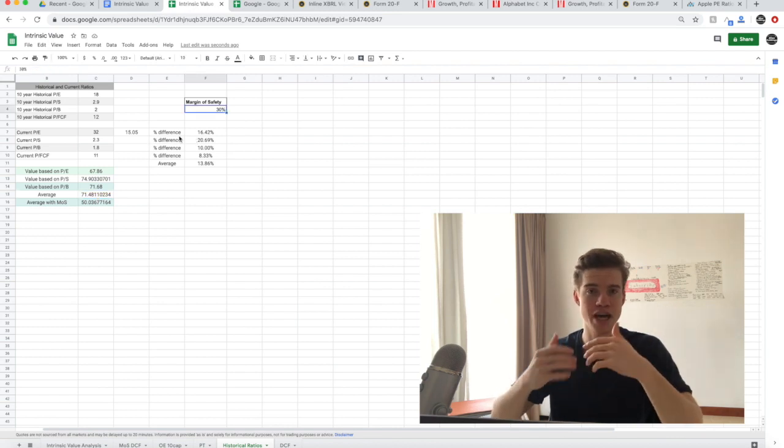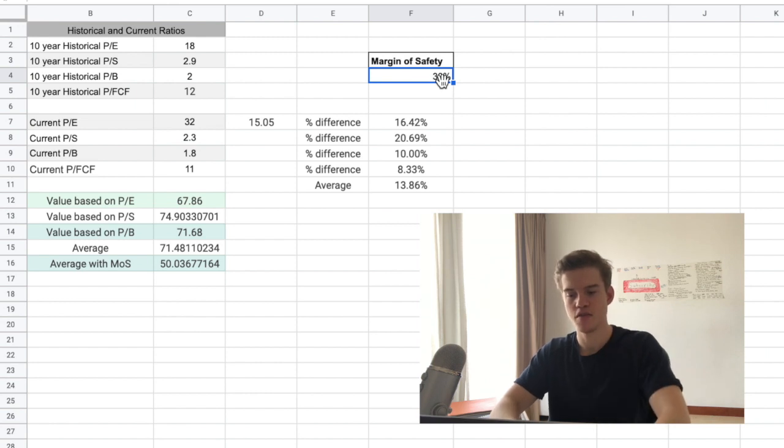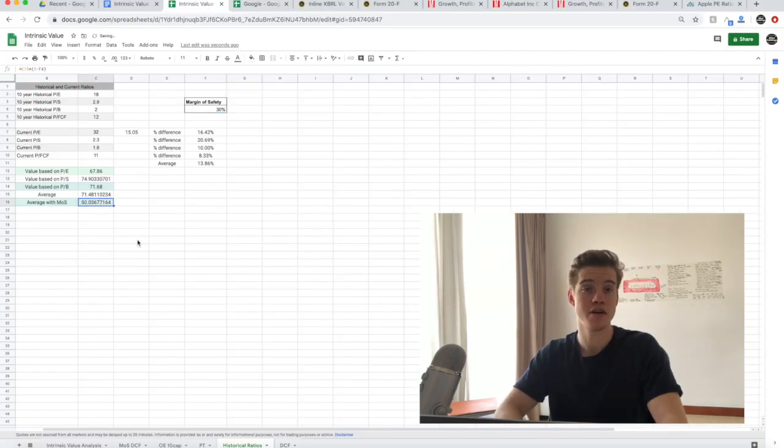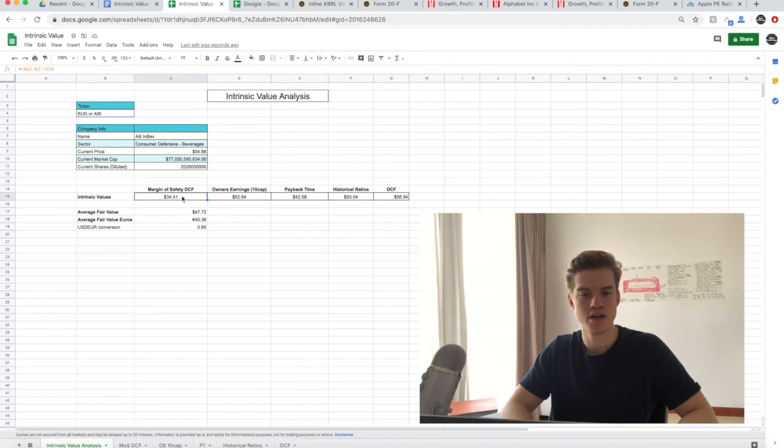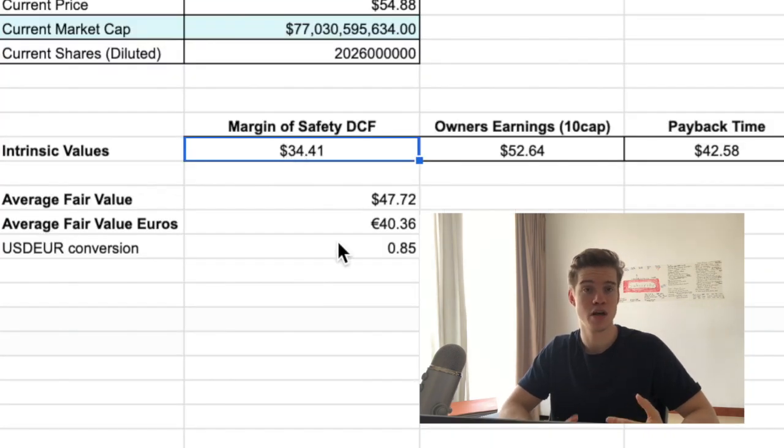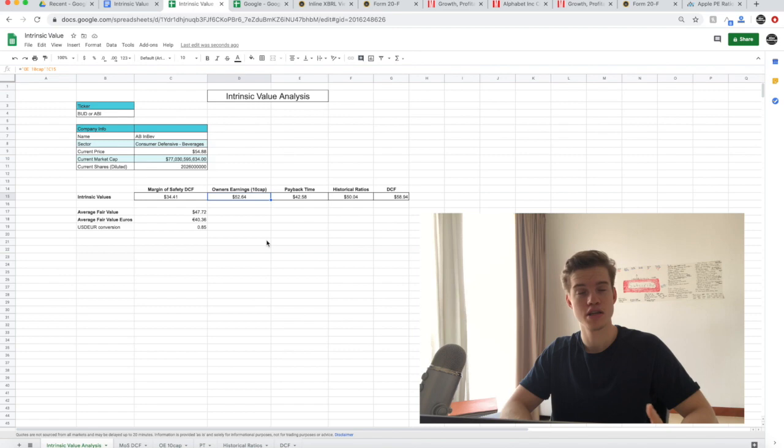It may not be one of the most accurate methods. It is really good to apply a margin of safety to this method. So the higher the margin of safety you make it, the lower the actual value of the company today that you should buy it at. So at 30%, it's saying the value of the company is around $50 per share today. And we can see that from the 4 methods that I've shown you guys, the margin of safety method gave it a value of around $34, owner's earnings gave it a value of around $52, the payback time around $42, and the historical ratio is around $50.